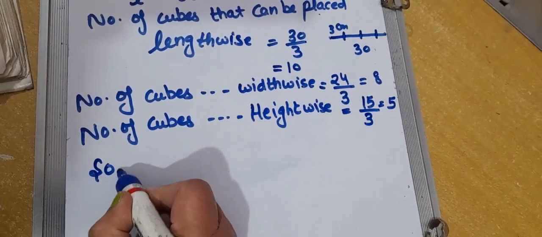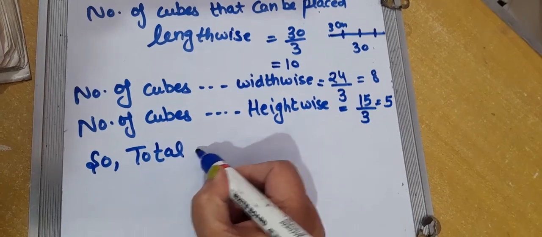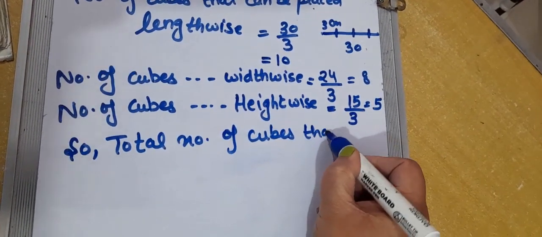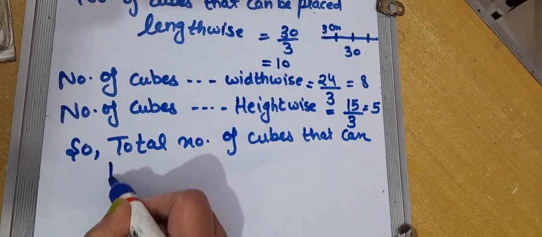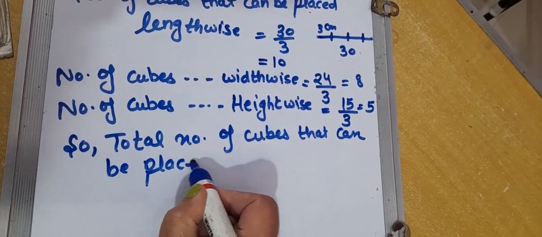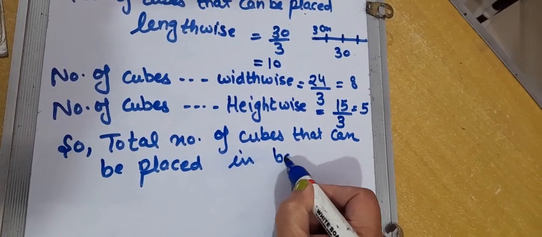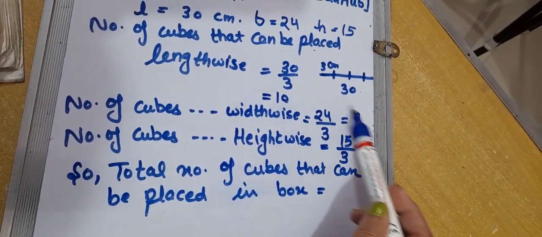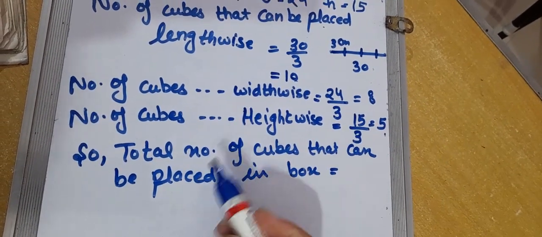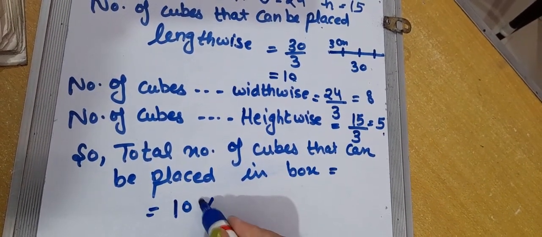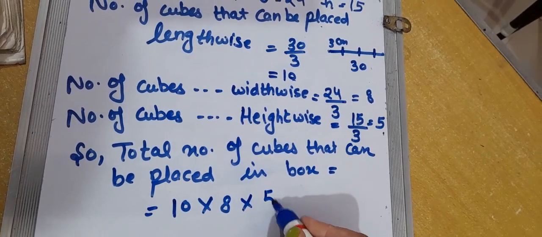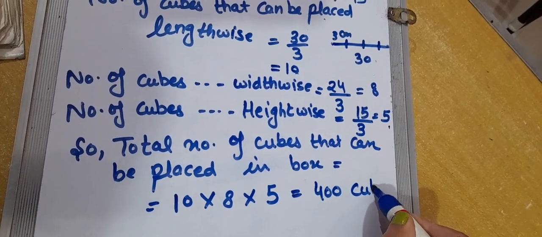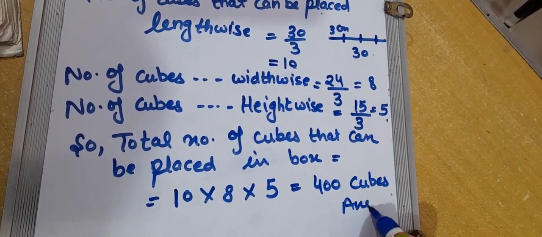So the total number of cubes that can be placed in the box will be 10 into 8 into 5, because 10 can be placed lengthwise, 8 widthwise and 5 heightwise. So 10 8s are 80, 5s are 400 cubes. Answer.